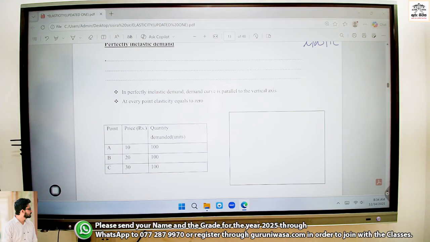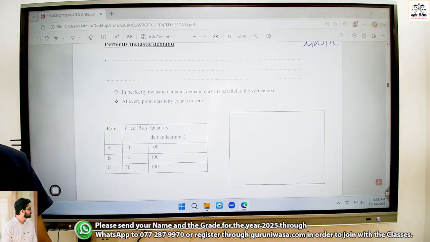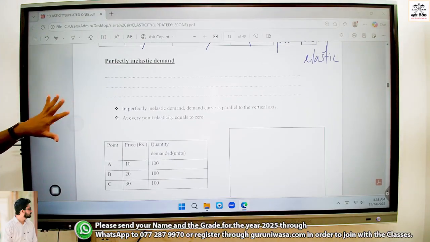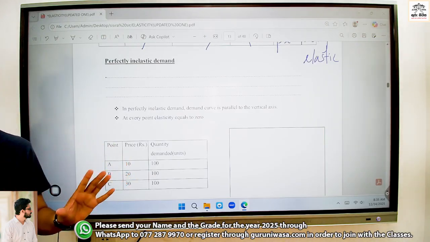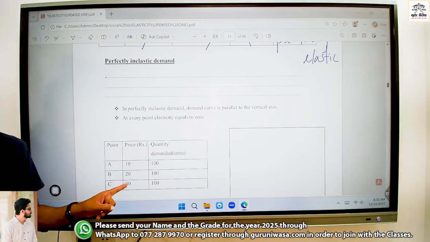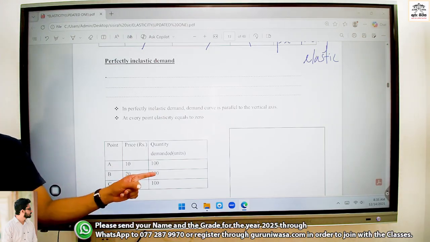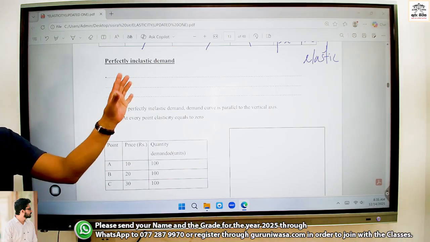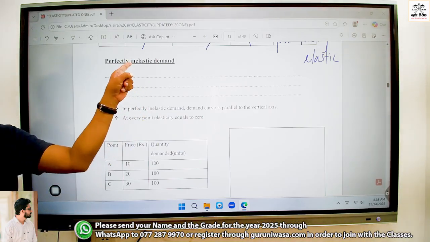Right. Okay, we're going to discuss one by one. There are 5 categories. You should have thorough knowledge on these 5 categories. Right. Perfectly inelastic demand. Look at the board. Perfectly inelastic demand means a simple idea. Though price increases or decreases, demand does not change. Right? Perfectly inelastic.